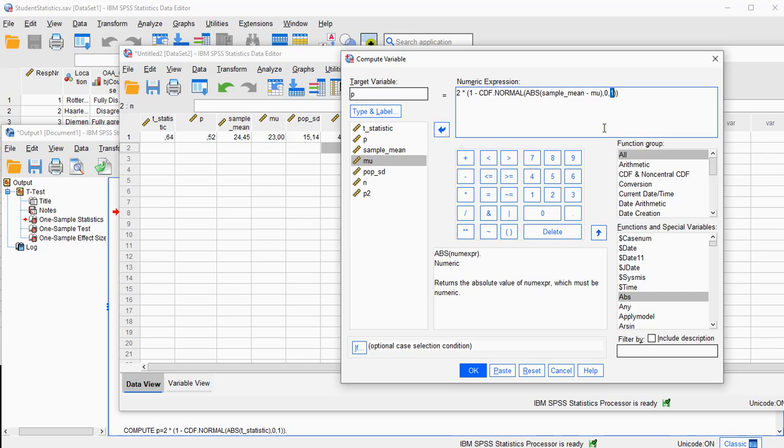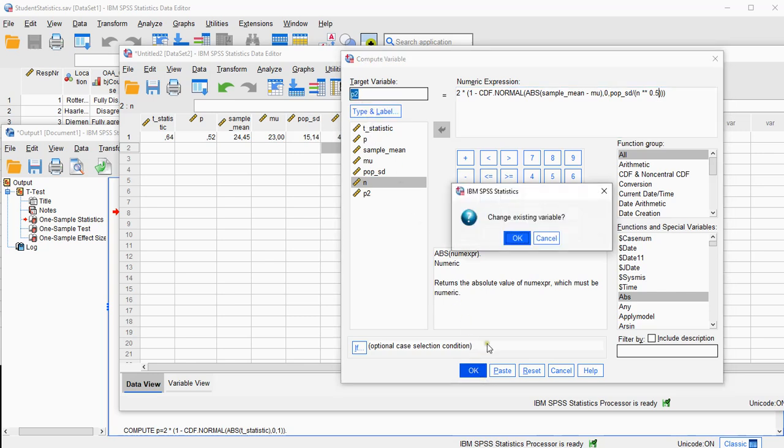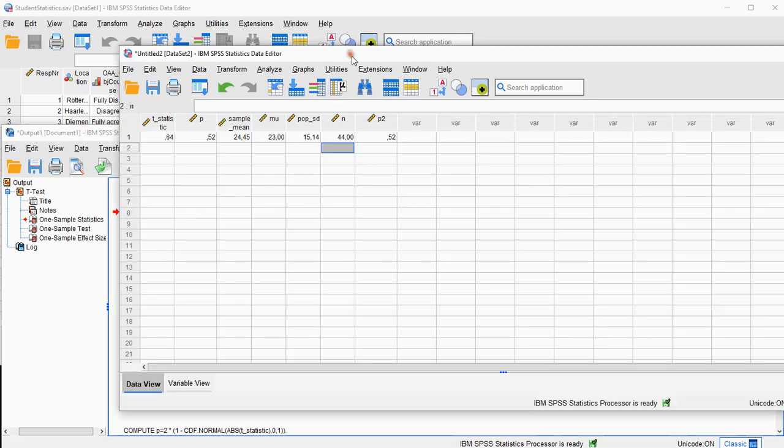So what we can do is simply say that's going to be the population standard deviation divided by the square root of the sample size, so let's put brackets around it. So let's do n, and square root is the same as raising it to the power of a half, and the twice asterisk is raising to a power. Now let's call this P2, click on OK, change the existing one, and as you can see we get the exact same result again as we saw over here.